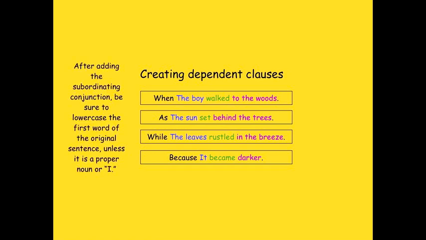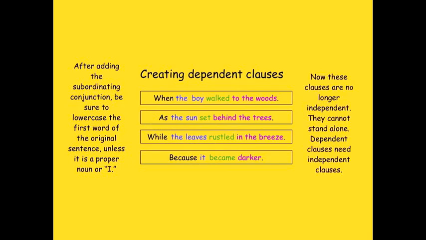Now, the first thing we have to do, of course, is lowercase the first word of the original independent clause. The second thing we're going to have to do is, since these can no longer stand alone, we have to learn how to either include them in an independent clause or attach them to an independent clause. And we'll be learning how to do that in a future lesson.